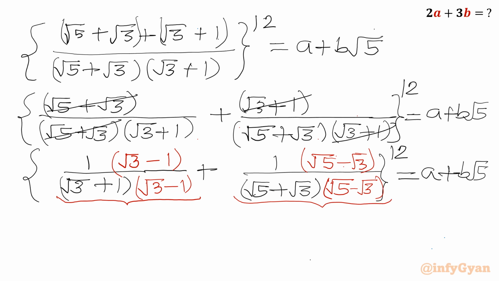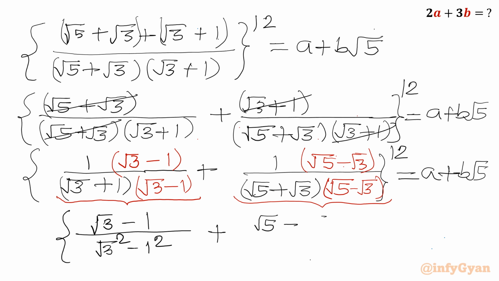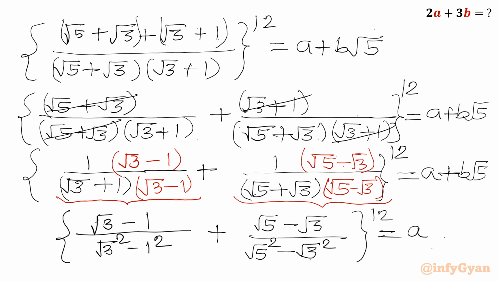So I will be writing here (√3 − 1) divided by (√3)² − 1², plus (√5 − √3) divided by (√5)² − (√3)². Whole power is 12. RHS is a + b√5. Now you can see this is 3 − 1, so 2. This is 5 − 3, so 2. The numerators will be √3 − 1 and √5 − √3.